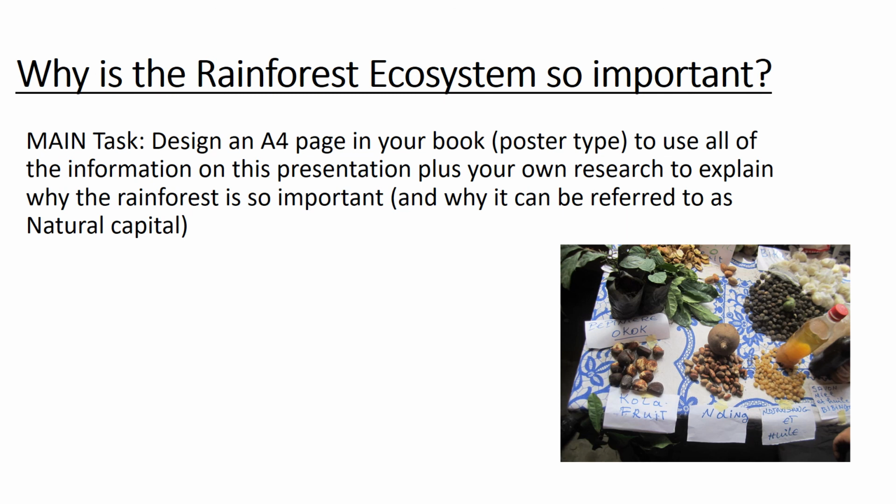So when you've finished, what I want you to do as a summary is design an A4 page in your book, a summary revision page, poster if you want. You could draw pictures, print pictures, bullet point, do word art, whatever you want to do, to explain and summarise why the rainforest is so important and why it can be referred to as natural capital, which then links back to the learning objective. Okay, if you've got any questions or you're not sure what you're doing, then just ask, but hopefully that all makes sense, and I will see you next lesson.